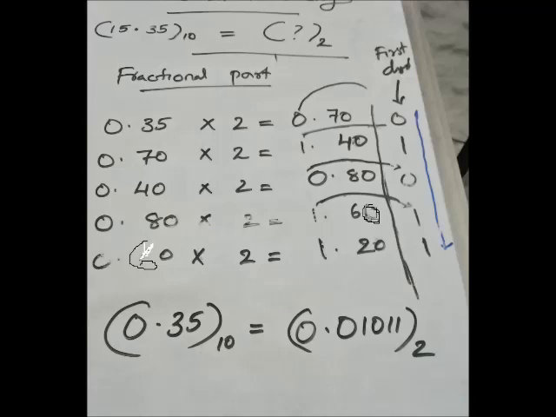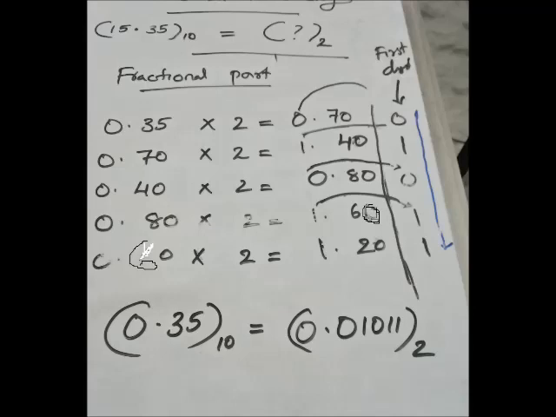Continue with the fractional part. 0.40 into 2 will give you 0.80. The integral part is 0, so we separate that. Then 0.80 into 2 will give you 1.60. Here 1 is the integral part. Continue with the fractional part multiplication. 0.60 into 2 will give you 1.20. 1 is the integral part.